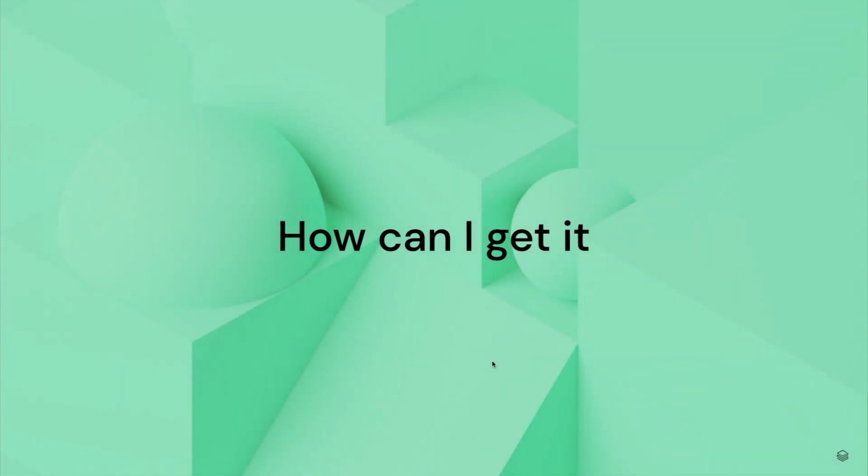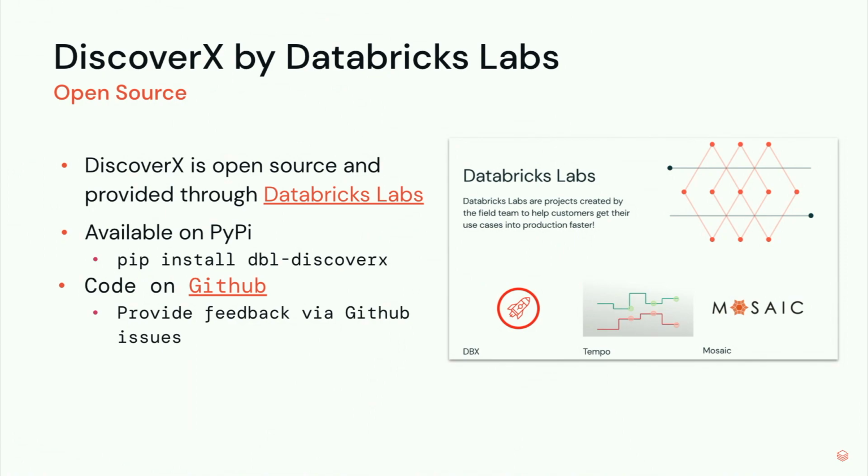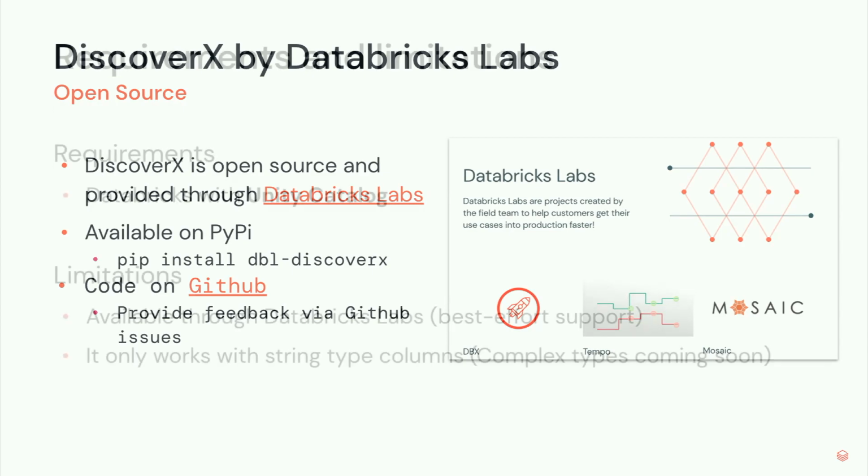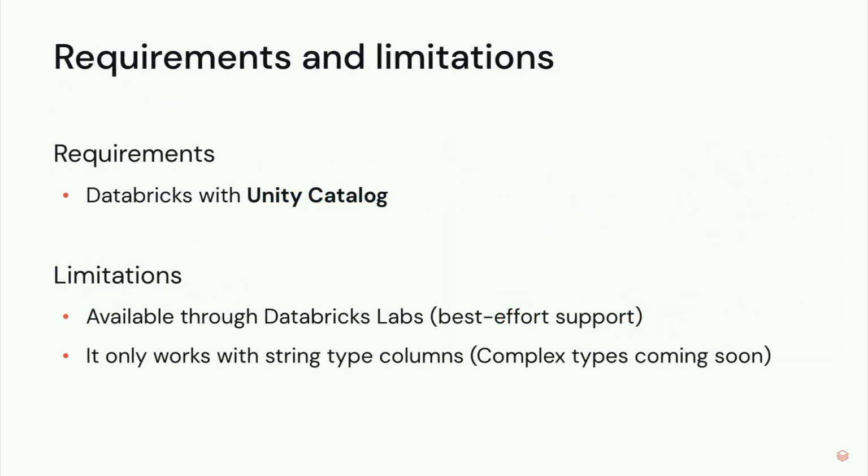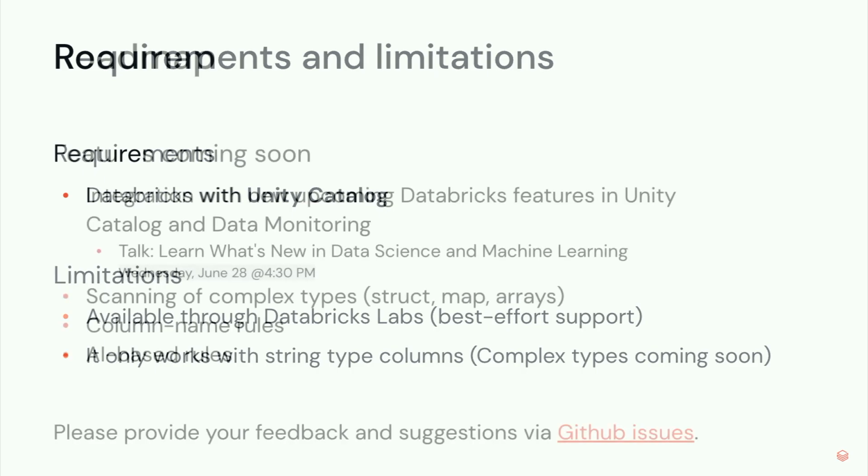So where can you get it? DiscoverX is part of the Databricks Labs project, so you can install it with py-dbl-discoverx. The code is on GitHub. It's open source. Please provide your feedback via GitHub issues. It requires Unity Catalog to work because we are using Unity Catalog metadata in order to get all the information from it. It's available through Databricks Labs, which means that it's not part of the SLAs of the Databricks product. We provide best effort support though. And it only works with string types. As we just mentioned, the complex types are coming soon.